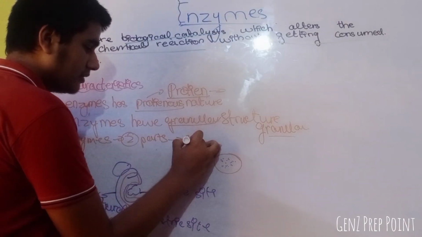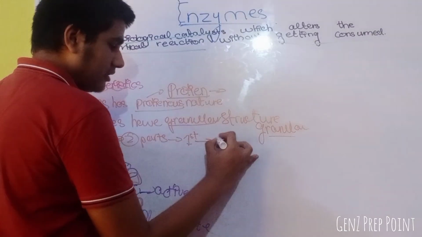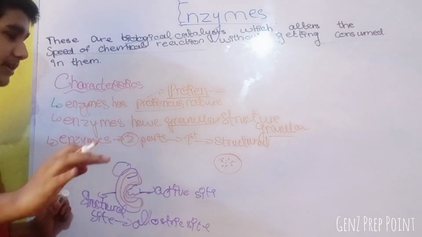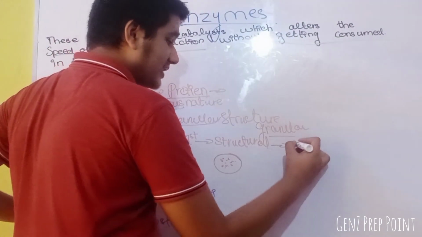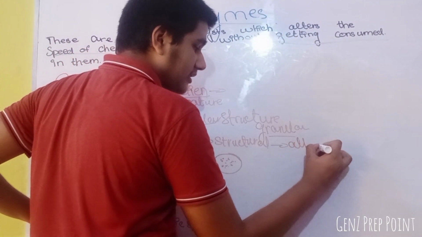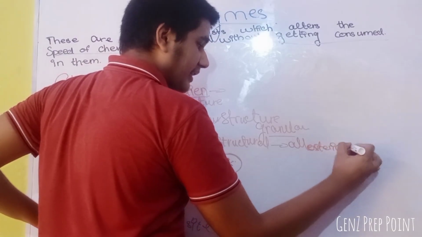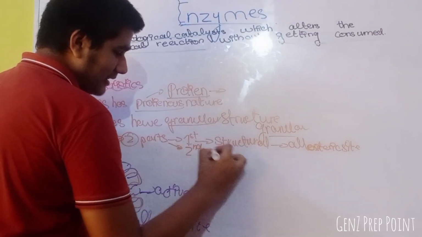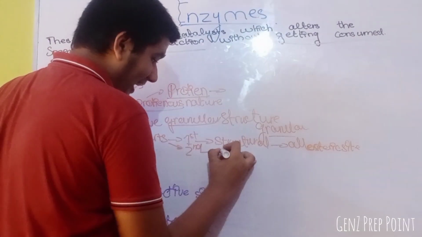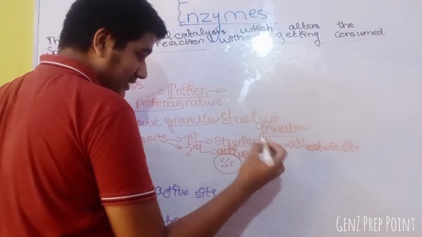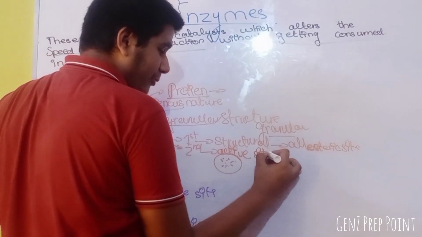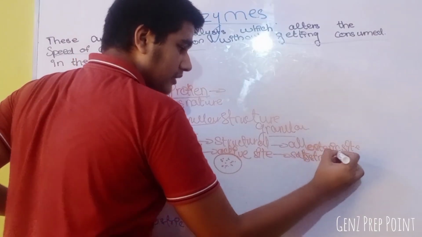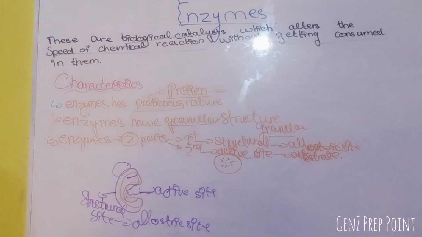The first, structure, where a substrate attaches, there will be no process, no function. The structural side is known as the allosteric site. The second is known as the active site, the functional site, where a substrate attaches to it. I hope you all understand this. If we move on further.